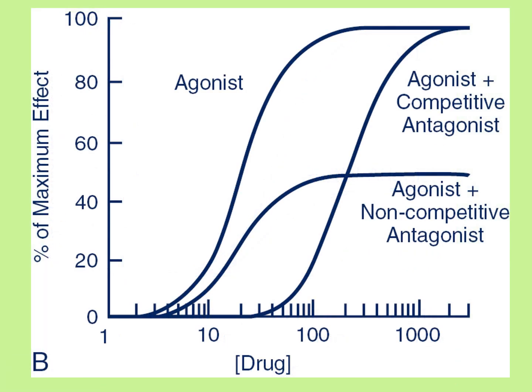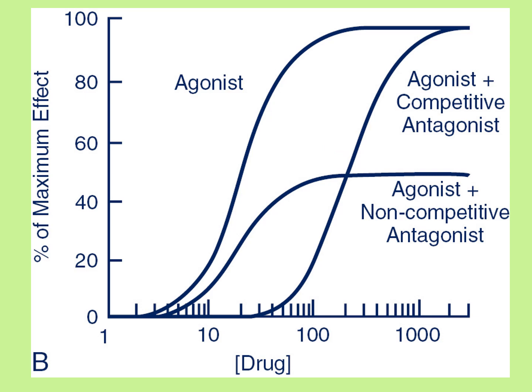The next question, if we're talking about something that is an antagonist, is whether or not that antagonist is competitive or non-competitive. If the antagonist is competitive, that means that the molecule that is the antagonist is competing for the same binding site on the receptor. And what we can see is that we get a right-hand shift. So let me draw that in here real quick.